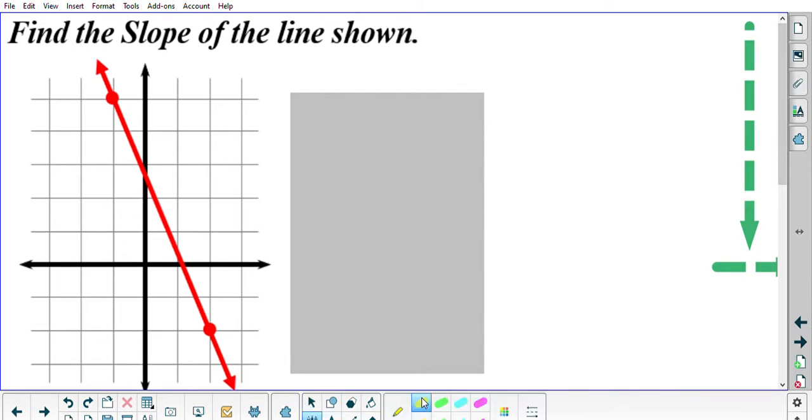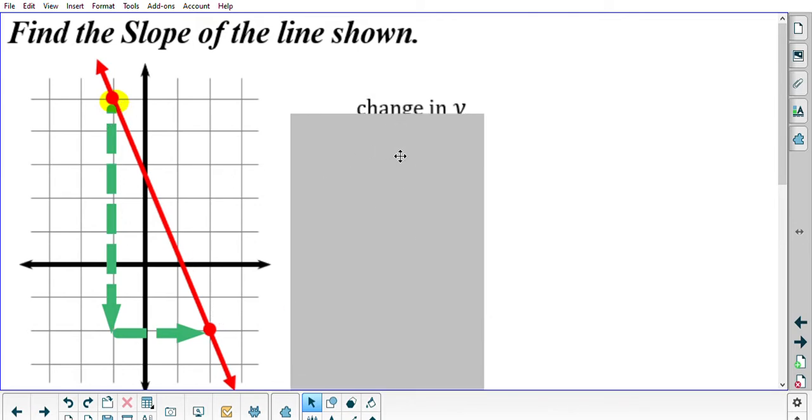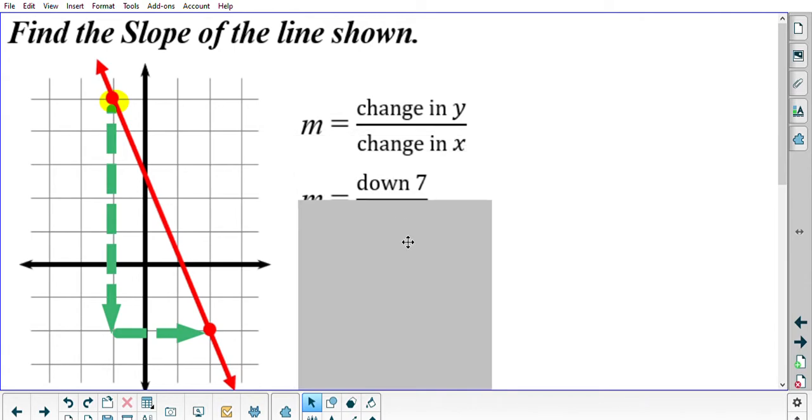On this example, let's start with the point up here on the top left. I would have to go down and then to the right to get from the point up here on the top left to the point down here on the bottom right. So let's count. How many spaces did I go down? I went down 7 spaces. How many spaces to the right? I went to the right 3 spaces.